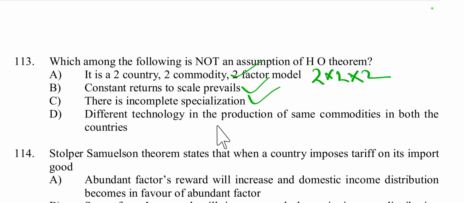Then fourth one, different technology in the production of same commodity in both the countries. No, same technology, not different technology. So option D is not an assumption, because full specialization in the long run is not required. So different technology is not an assumption here. So option D is the right answer.